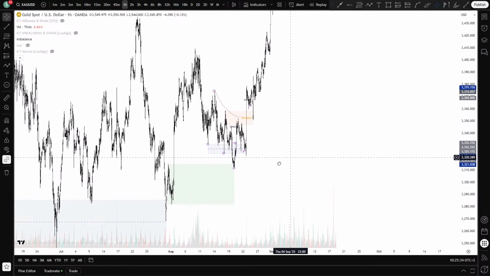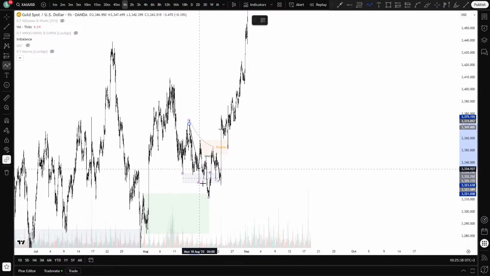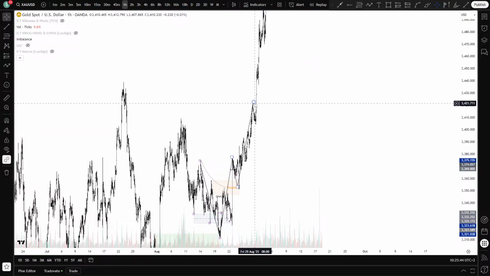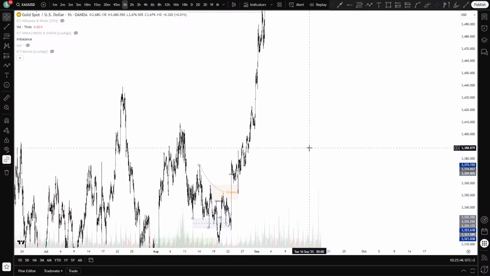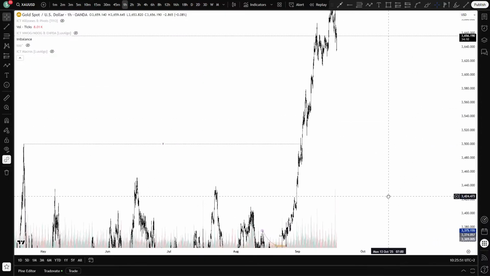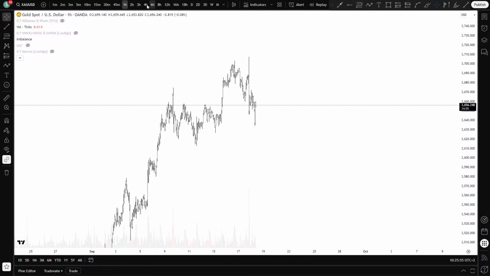Not gonna go too much in depth, but we called this move pretty nicely, and then the continuation long on this breaker. If you're interested in that, go watch back an old live stream or join the Discord because there's a lot of information about gold shared in there as well. So let's get into what is locally happening on gold.